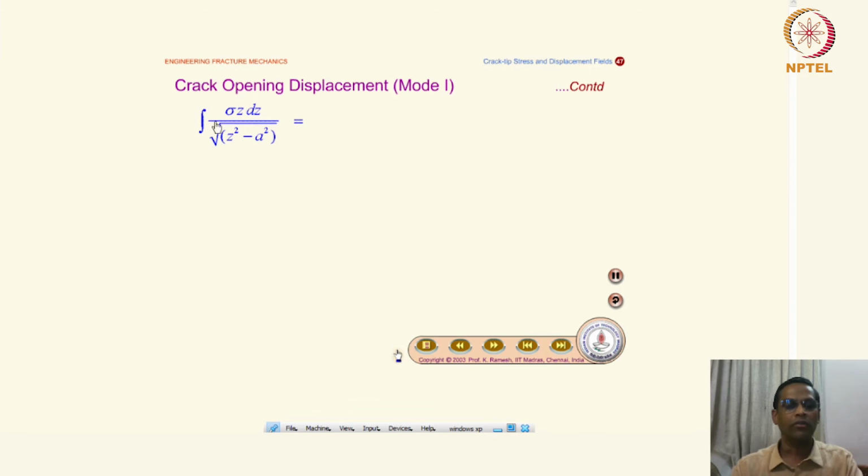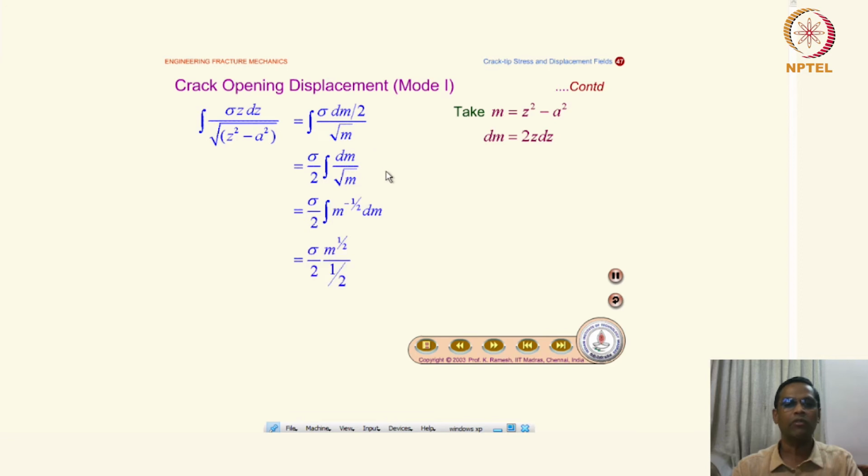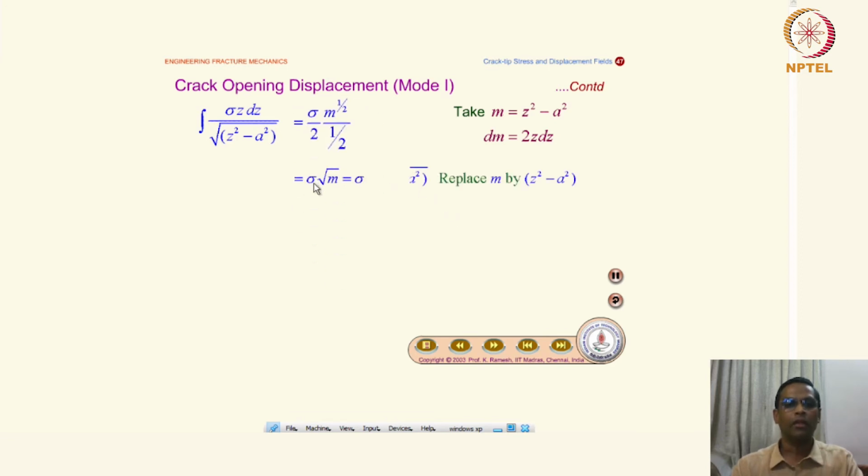Integration of this equation can be done by some simple substitutions like this. Take m is equal to z square minus a square, and differentiate this. dm is equal to 2z dz. Now you substitute this z dz here. Then we can simply integrate this, and it becomes a very straightforward integral. Then the solution becomes sigma square root of m, where m is equal to z square minus a square, and then we can put it like this.